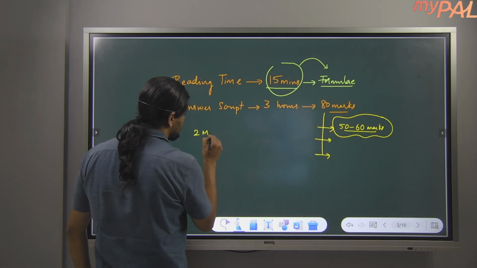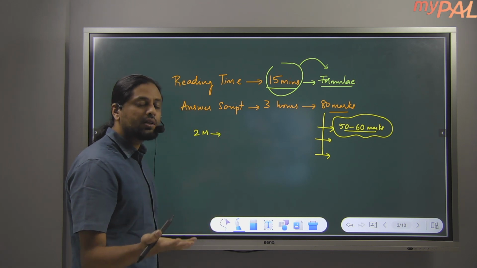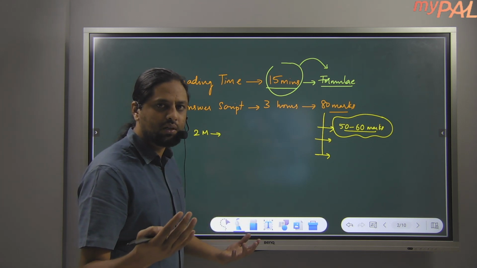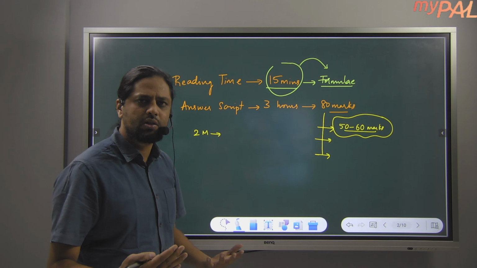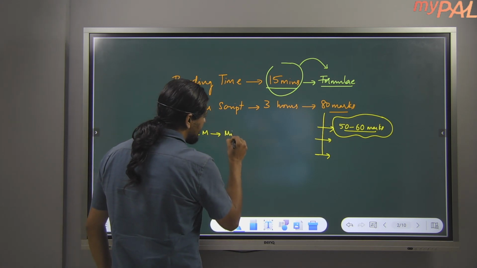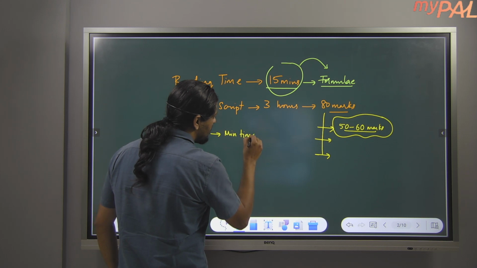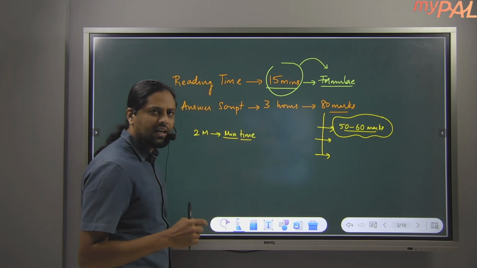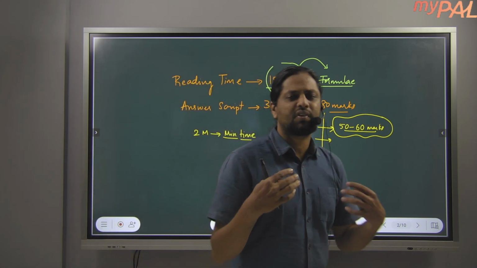If there is a two marker, and if you know what the answer is, I mean, you know how to solve, you know how to reach the answer. Clear? So, will you take minimum time to solve it, or will you take more time than expected? You take lesser time, right? You take less amount of time to solve the problem.